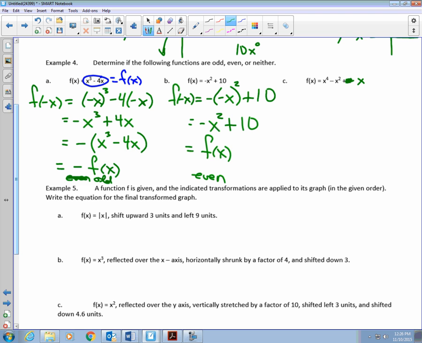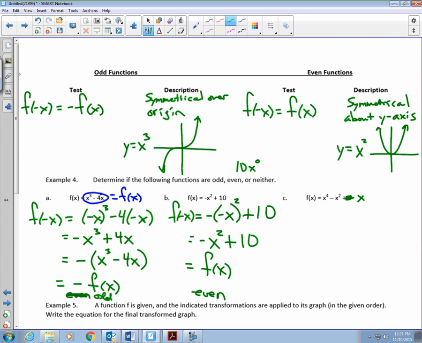You showed it. If you don't list all this on your test, you won't be given credit. You can't just say even or odd. You must show the work. Yes, Claire. The tests are the same. For both of them, you plug in a negative x. It's what you come out with that determines whether it's even or odd.